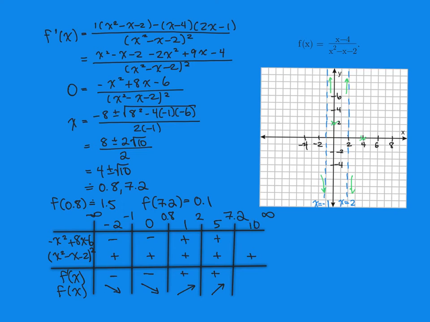So maybe we pick 8 or 10 and test that value. It'll turn out to be negative. So that means it's actually decreasing on that part. So it will turn out that likely we have a local min at 0.8 and 1.5. Will be a local min. And likely we have a local max at 7.2, 0.1.